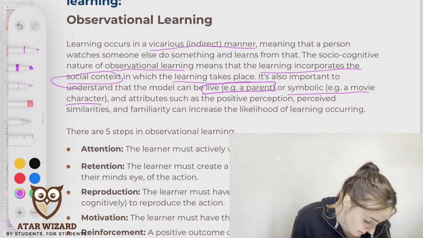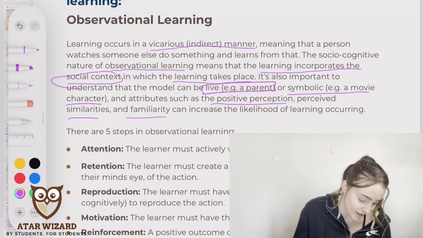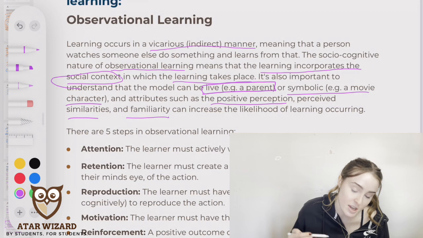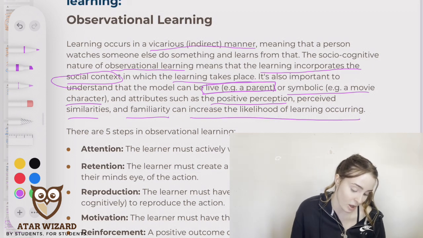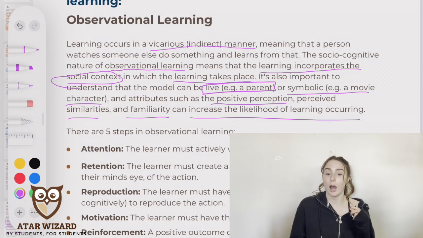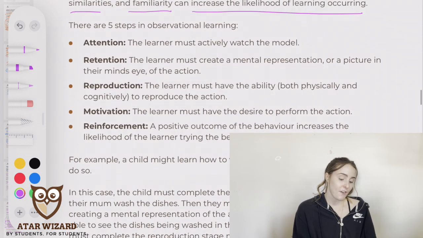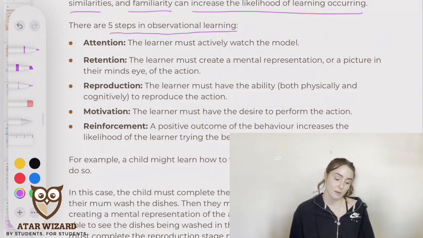Attributes such as the positive perception, perceived similarities and familiarity of the person are going to increase the likelihood of the learning occurring. So if it's someone that you hold in high regard, this is going to increase the chances that you will learn vicariously through them. So there are 5 steps in observational learning: attention, retention, reproduction, motivation, and reinforcement.